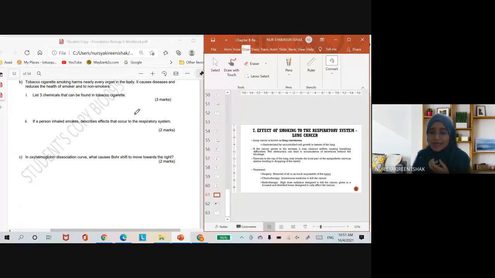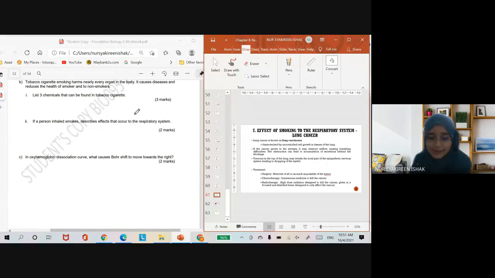So the function of the cilia is to function as filters and also to trap mucus that has trapped the contaminant. So once the mucus traps the contaminant, ada combination between the mucus and also the contaminant. So the cilia will sweep the mucus upward until it reaches the pharynx tadi tu kan, and then to be swallowed down the esophagus, down to the stomach. Okay, if you inhale the smoke, this will paralyze the cilia, tak boleh ada sweeping motion tu kan. So this will paralyze the cilia lining the trachea and also the bronchi.